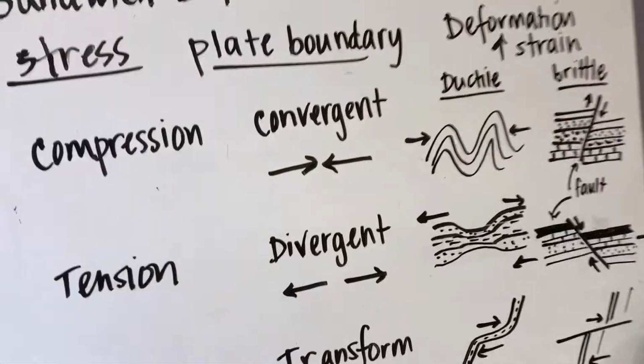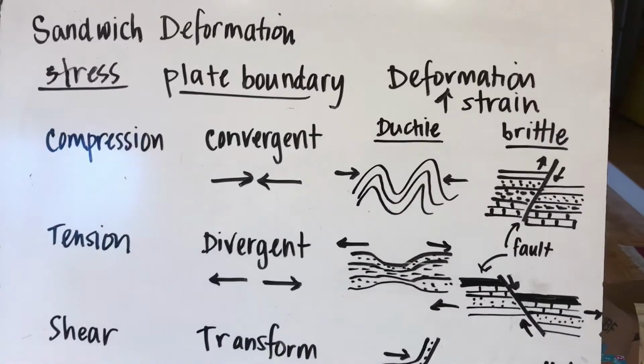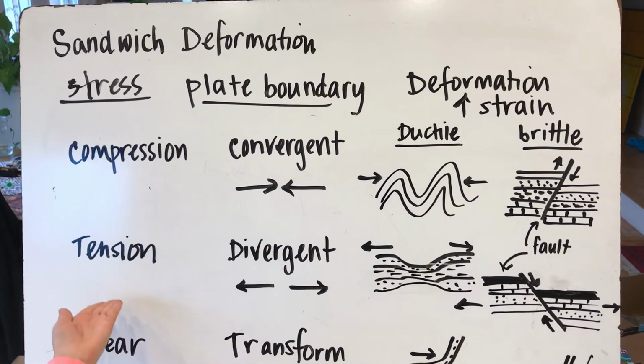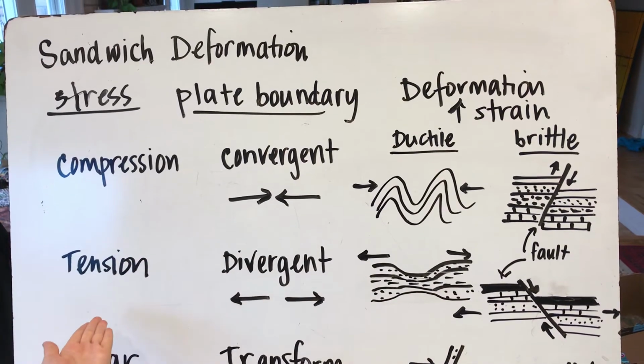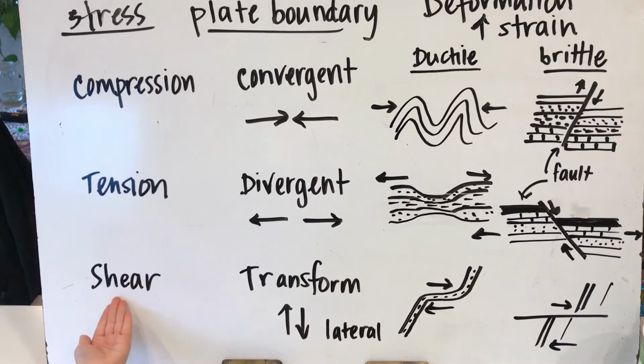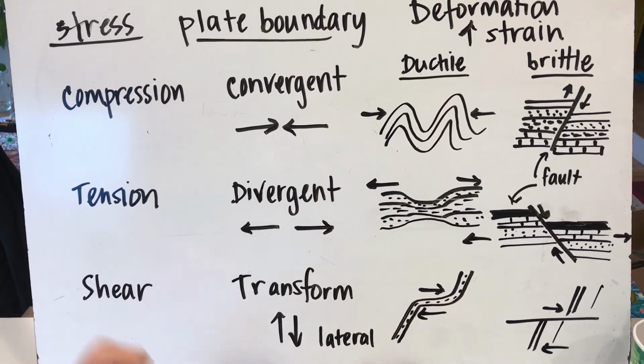that demonstrates these 3 types of stressors and then the resulting deformation. So we have compression for convergent plate boundaries, tension for divergent plate boundaries, and then shear stress along transform plate boundaries.